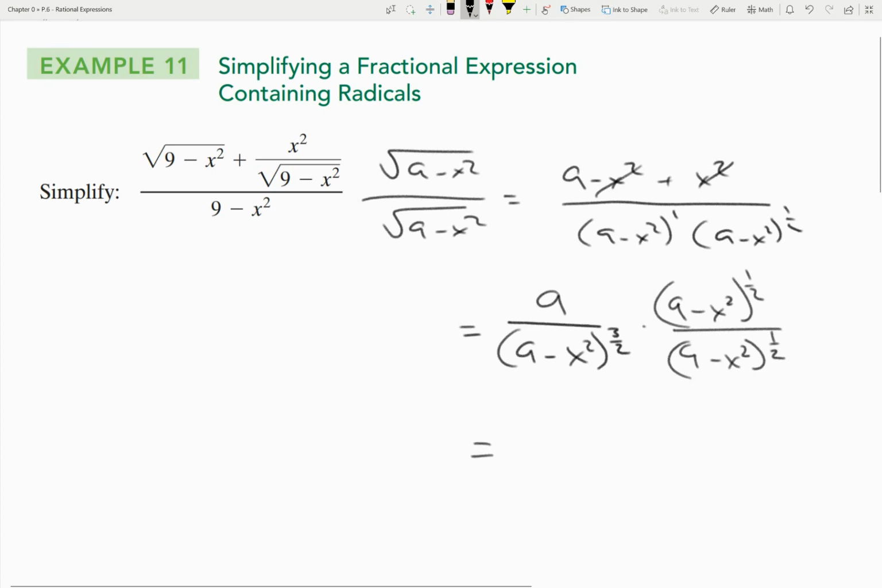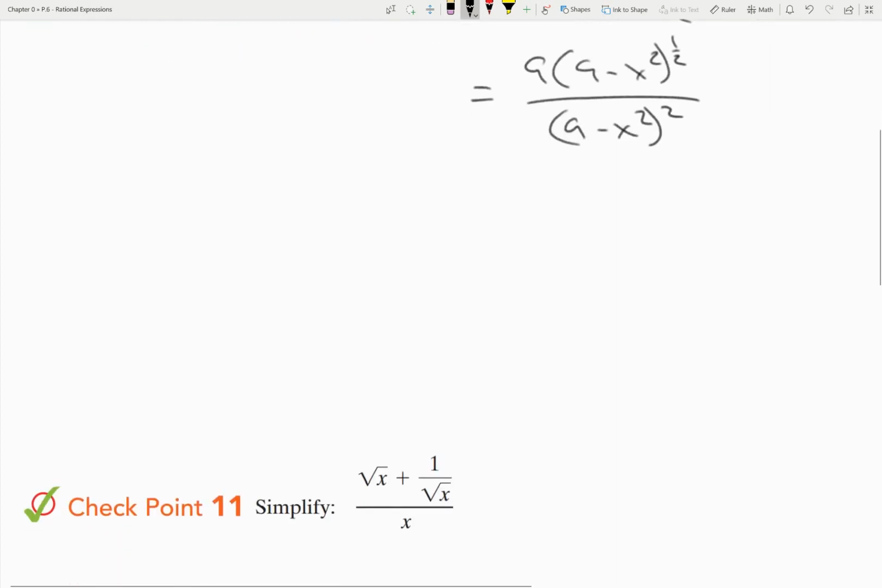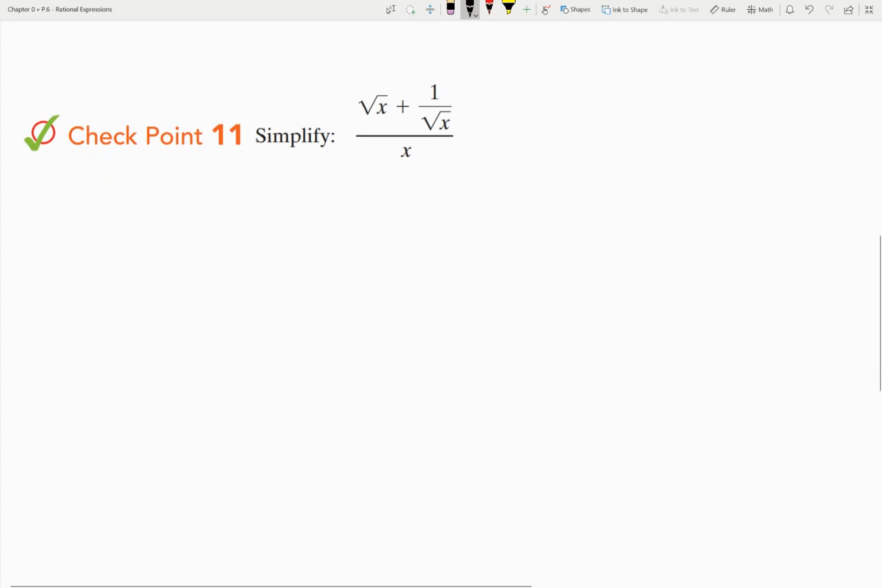And so my rationalized expression would be 9 times (9 minus x squared) to the 1/2 over (9 minus x squared) squared. So again, just a nice technique that can help us simplify a fractional expression with radicals. Let's finish at this point instead of going to rationalize it with our checkpoint here.